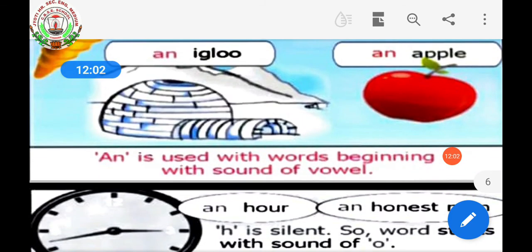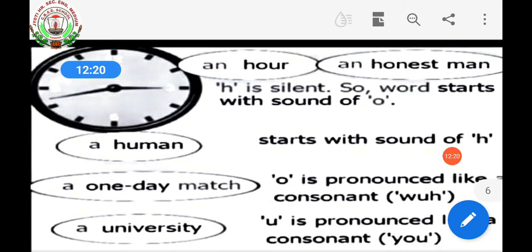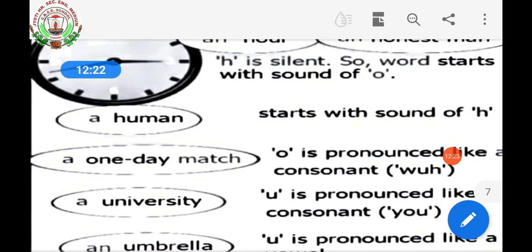Now, an is used with words beginning with the sound of a vowel. Yes, when a vowel sound is coming, we simply put an there. Now see, an honest man. Here H is silent and it starts with the sound of O. So that is why we put an here. A human starts with the sound of H. So that is why we put a here.